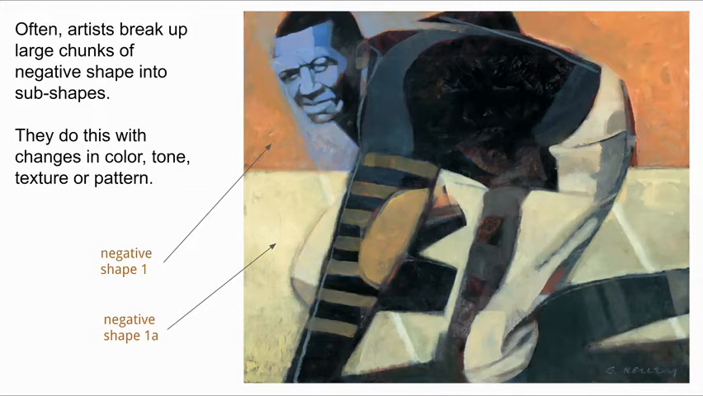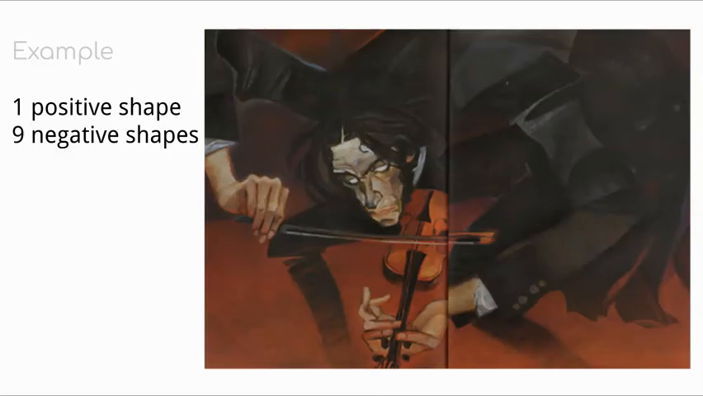several negative shapes. But what I really want you to notice is that in this case, the artist has made the far left negative shape 2 different colors, thereby creating what you can think of as sub-shapes. So that's all one big piece of negative shape, but it's almost like we have negative shape 1 and negative shape 1a, like a sub-shape. So that's one way that the artist has created a little bit more visual complexity in the artwork, breaking large negative shapes into shapes within shapes.